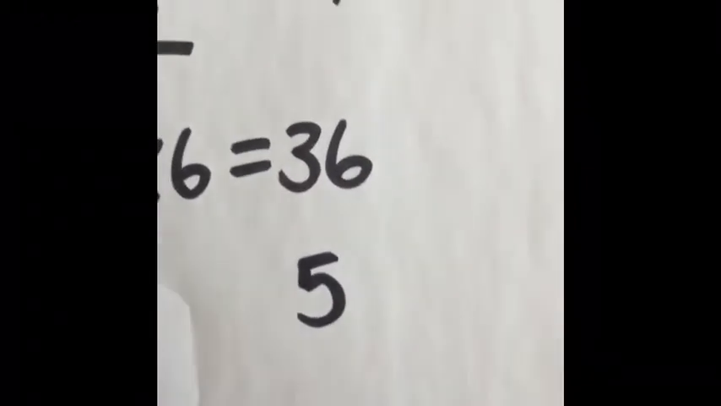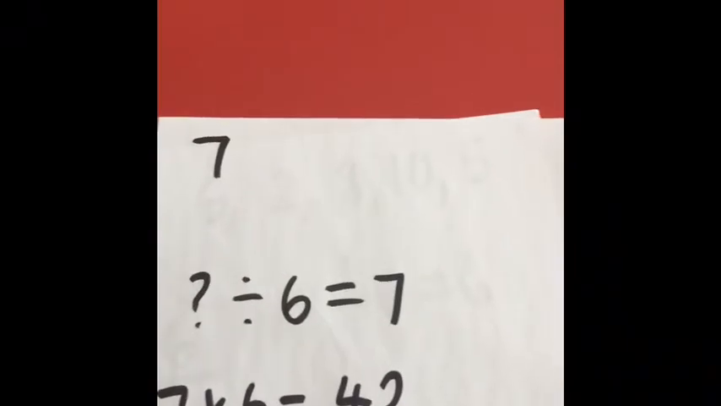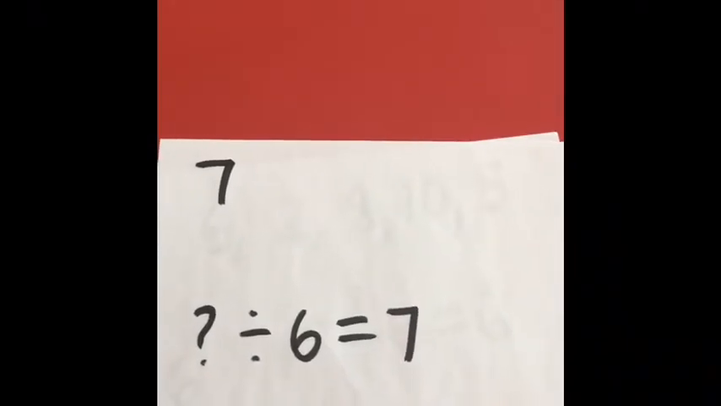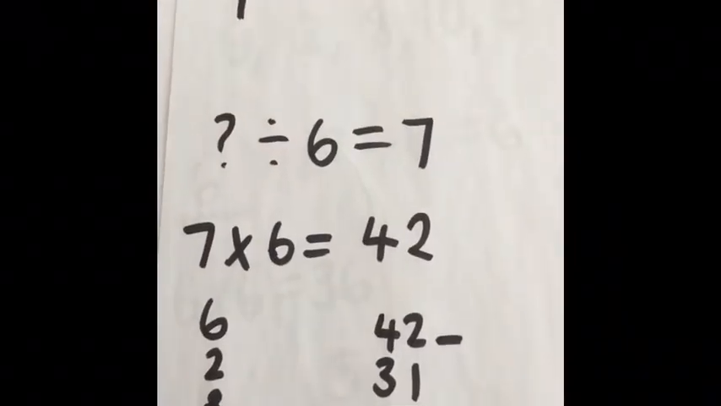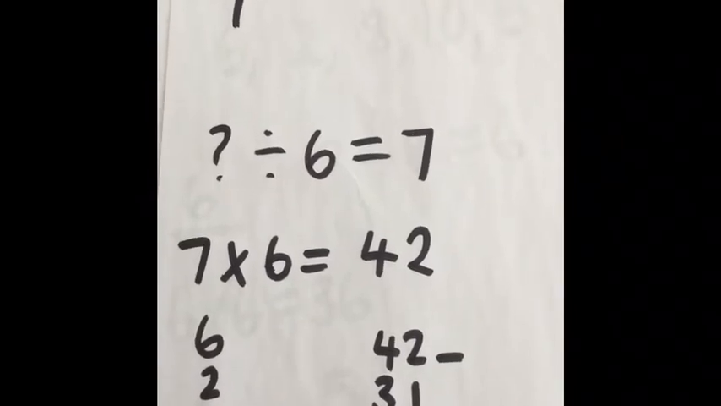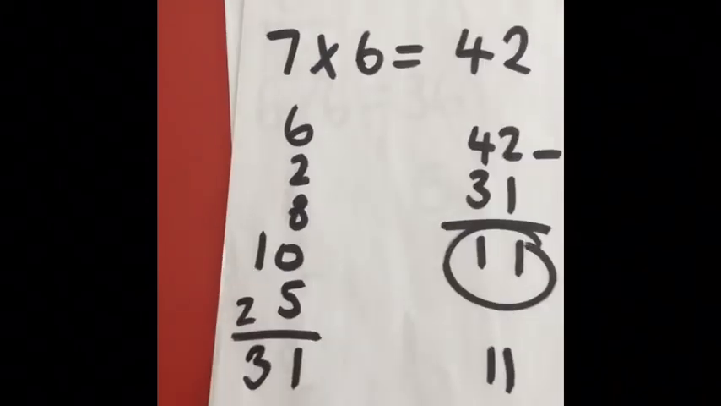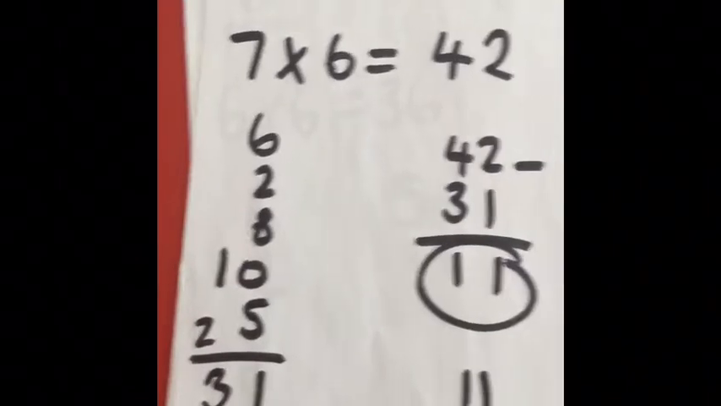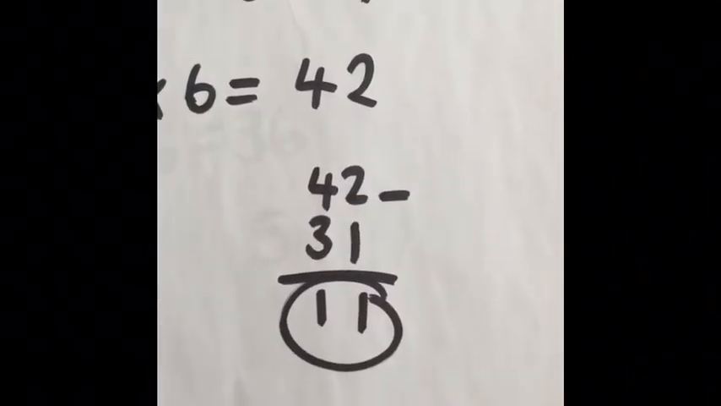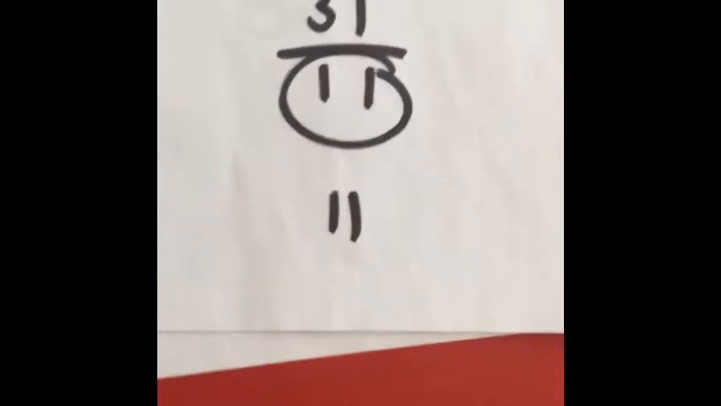So, using the same method, I can do the same with the second part of the question for the number 7, because something divided by 6 equals 7. I've then used the inverse to know that 7 times 6 is 42, so those numbers now need to add up to 42. I know from previously they only add up to 31, so the difference between 42 and 31 is 11, so that number must be 11.